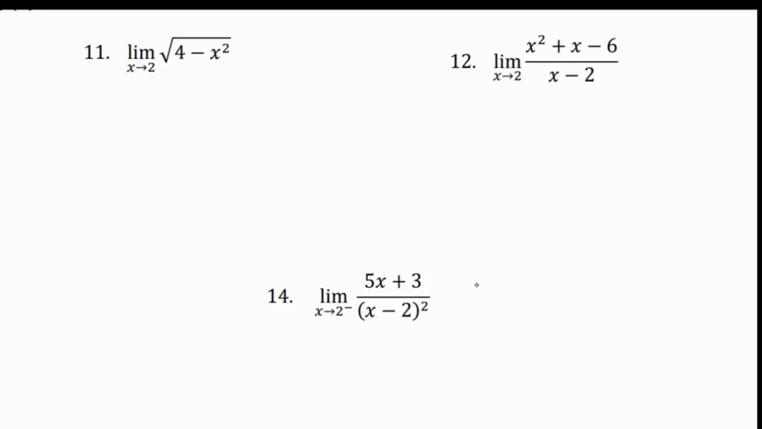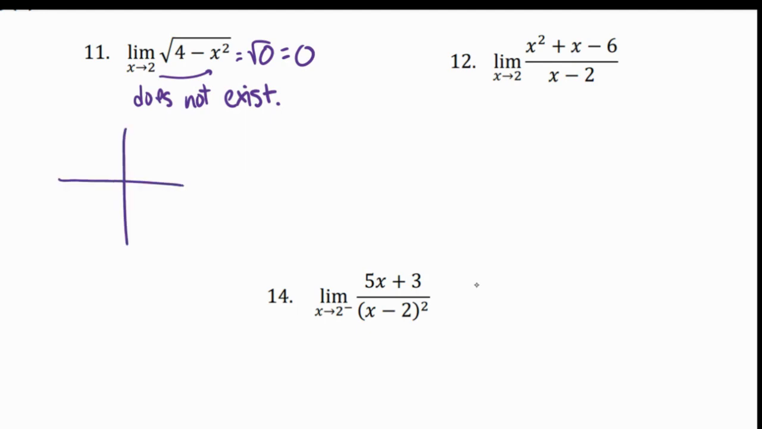So if you plug 2 into this function, I would get the square root of 0, which of course is 0. However, the actual answer does not exist. So I just wanted to talk about what happens when you have an endpoint. So the square root of 4 minus x squared, as you know, looks like this. 1, 2, 1, 2. It's a semicircle. And as x approaches 2, you are approaching 0 from the left.